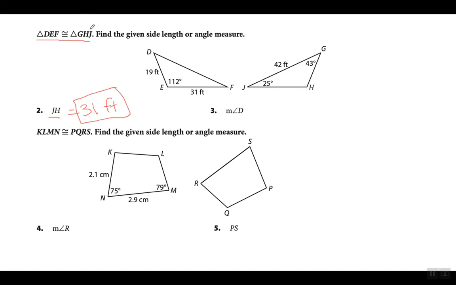Again, JH is the third and the second letter. So it has to correspond to the third and the second letter in this one, which is FE. And when I look at the picture, I see that side FE is 31 feet. So therefore, side JH is also 31 feet.